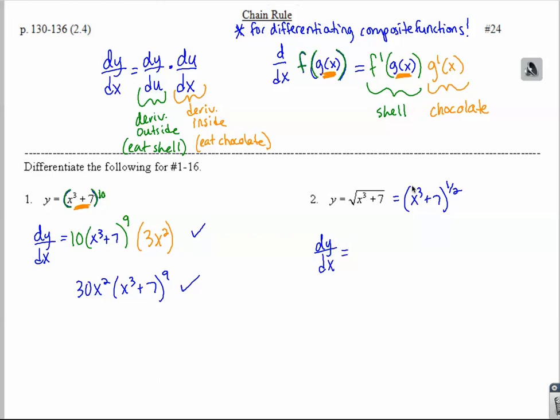Let's do the outer part first. The outer part is all of this to the 1/2. 1/2 out in front. Leave the inside the same as we subtract 1 from the exponent and then multiply by the derivative of the inside, 3x squared. This is a fine derivative. Leave it like this or do some rewriting. 3x squared over 2, because it's 1/2. This part has a negative exponent, so put it in the denominator, rewrite it with the radical.